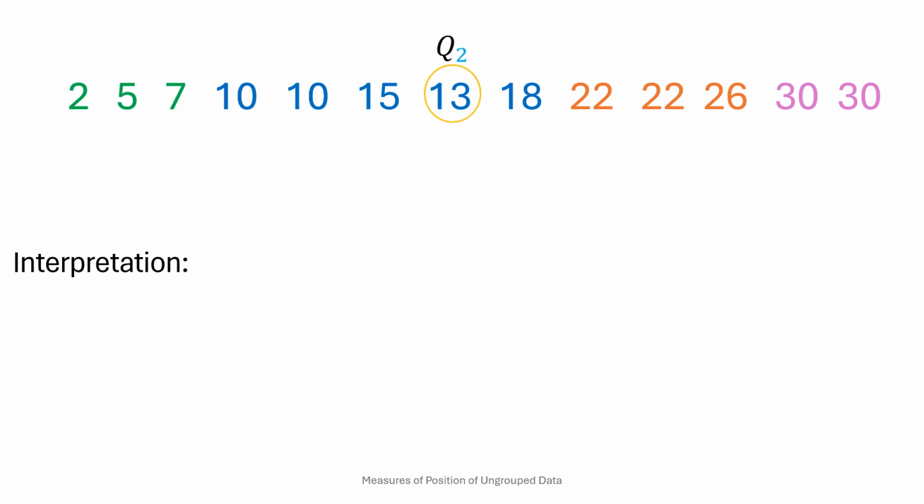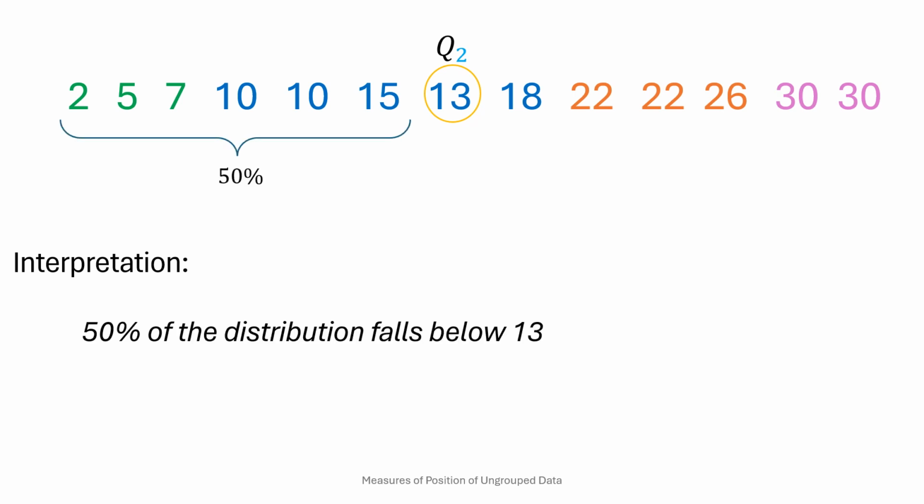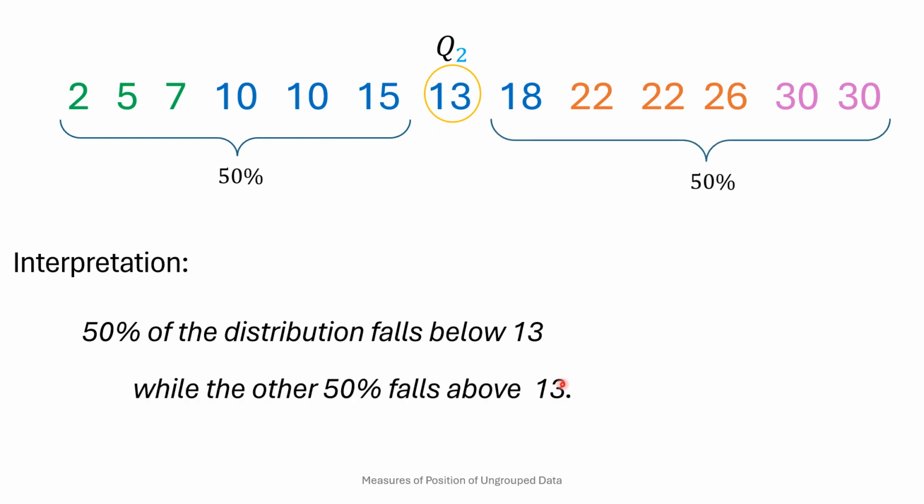Thirteen is quartile 2. Therefore, 50% of the distribution falls below 13, and the remaining 50% falls above 13. You can also say that there are 6 data values below 13, and 6 values fall above 13.